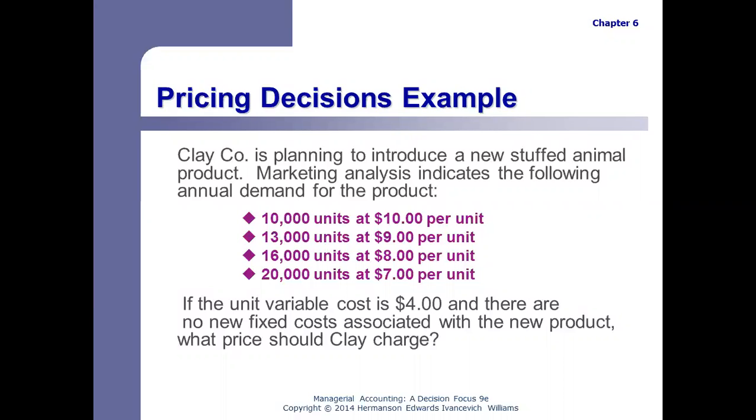Okay, so let's assume the unit variable cost. For each stuffed animal, it costs $4 of variable costs. And there's no new fixed costs. So fixed costs are not going to change at any of those volumes. So it's the same fixed cost all the way across. So we're going to end up ignoring fixed costs because they don't change, and it's the same amount over all of the various alternatives. Okay, so given this information, what's the proper price that they should charge?